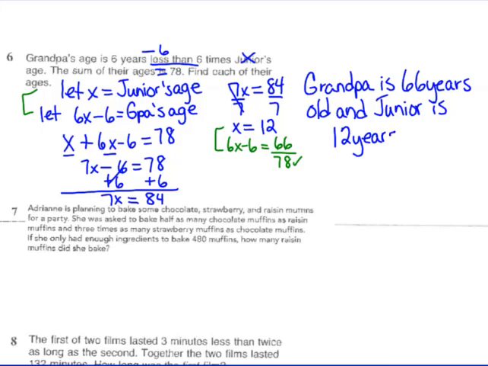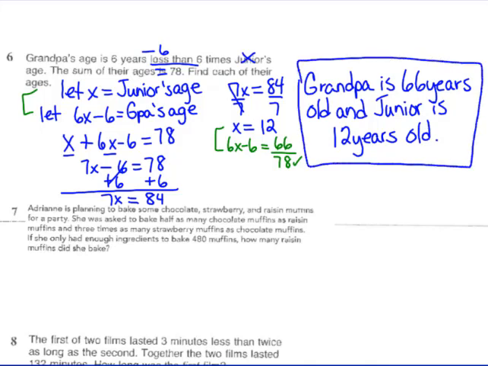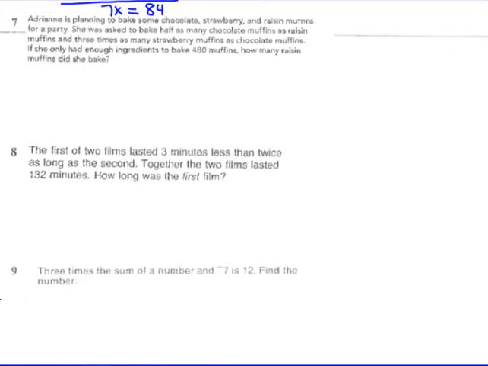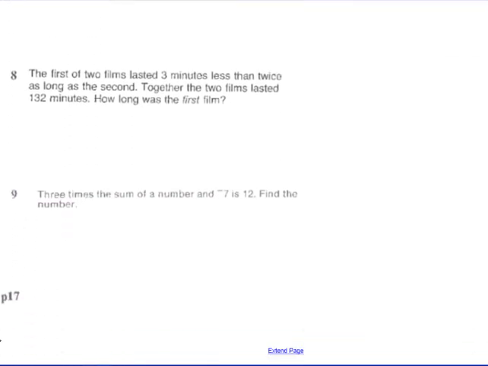And together, the sum of their ages is 78. Grandpa is 66 and Junior is 12. I'm going to do number 9.